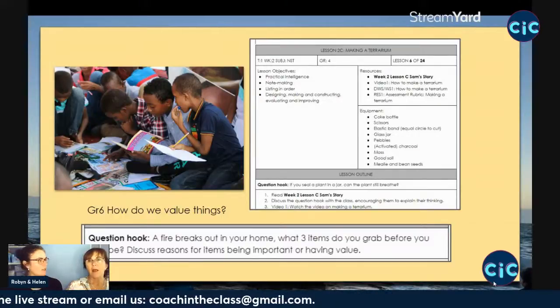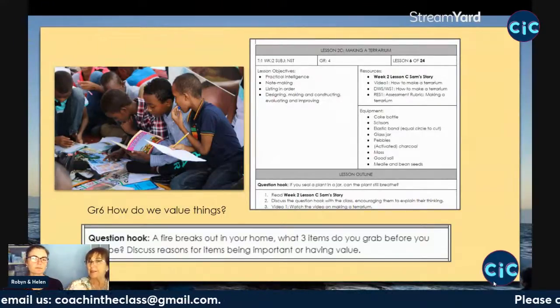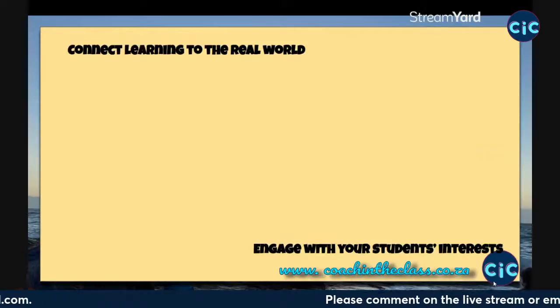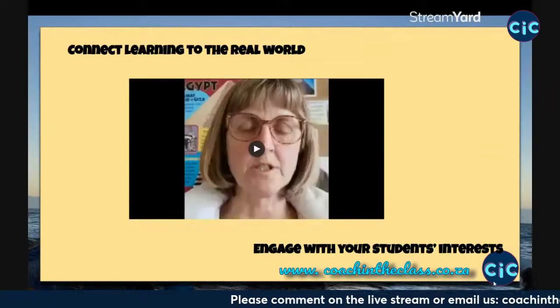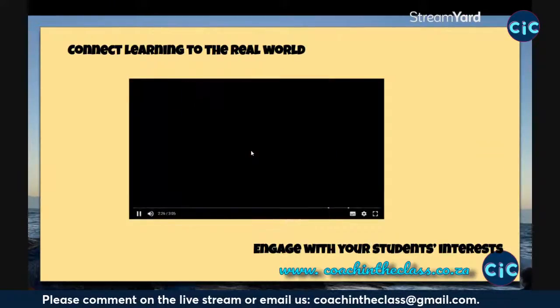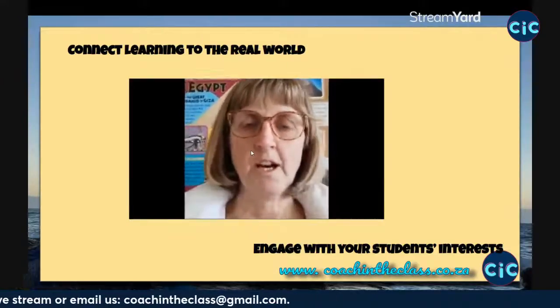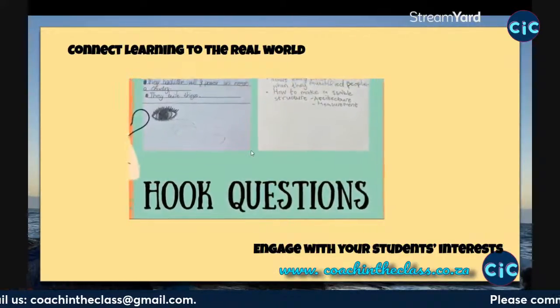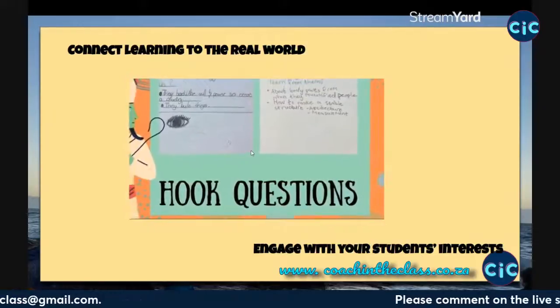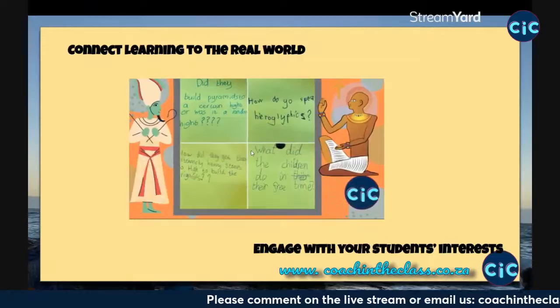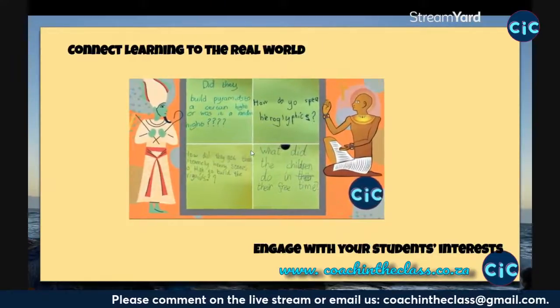There are definitely other ways, and there's definitely value to these hook questions, as we can see from one of the teachers who shared what she liked about our Coach in the Class lessons, and particularly the hook questions. I think what they enjoyed most was those hook questions. They came up with the most amazing ideas, and in fact, they didn't have to write so much. They were able to be creative and put their thoughts in short, succinct ways.